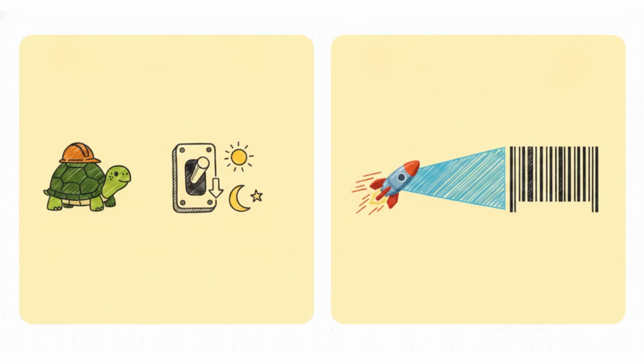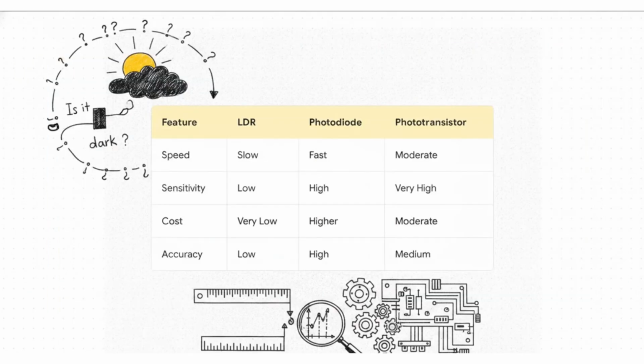When you're speccing out a new product, how do you decide between a legacy LDR and a modern silicon photodiode? It's all about knowing your trade-offs. LDRs are completely unbeatable for cheap, rugged, dusk-to-dawn switching where speed just doesn't matter. But if you're building a barcode scanner or an optical data receiver, you absolutely need the microsecond precision of a photodiode. No question. Comparing all three major optical options side by side puts it all into perspective.